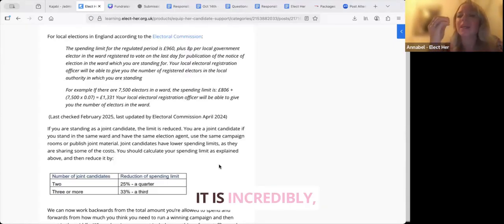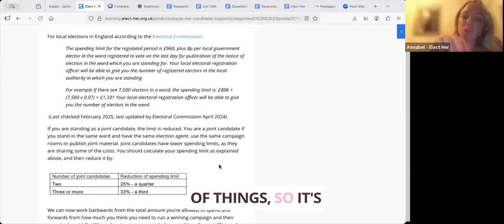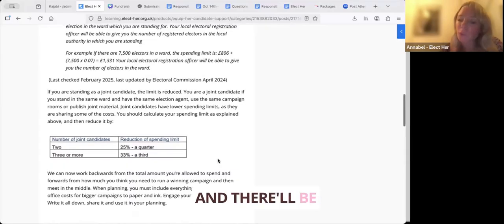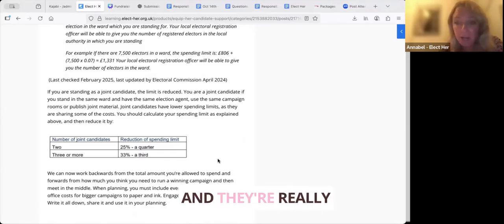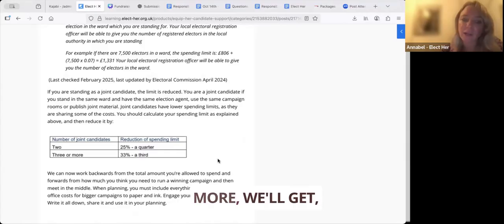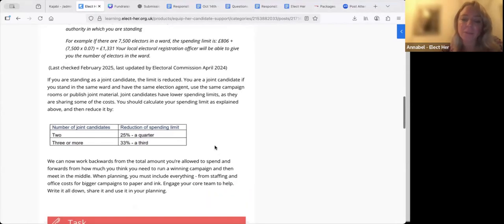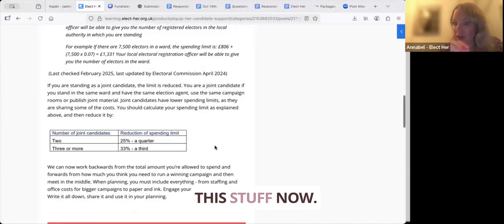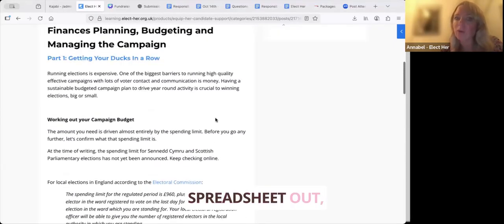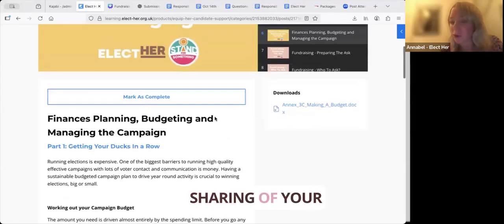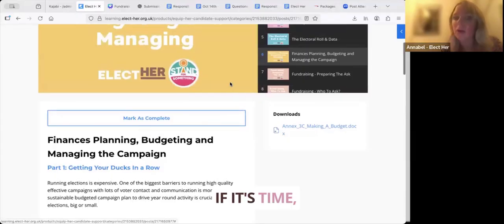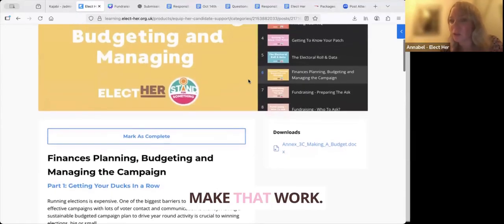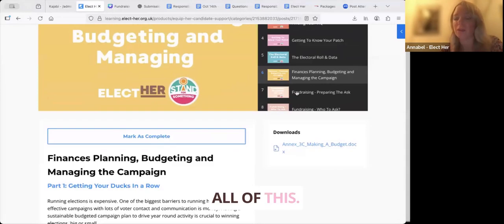It is incredibly opaque. I always think the financial side of things is. So it's worth just having a sense of this. And this is the latest information that we have. And there'll be more that comes out. And we will always try and get as much as we can from the Electoral Commission. They're very helpful and they're really nice people. And as soon as we have some more, we'll get that over to you. But yes, think about all of this stuff now. Get your spreadsheet out. Think about how much you're comfortable sharing of your own finances, or if it's time, what does that look like, and how you can make that work. But it's worth thinking about all of this.